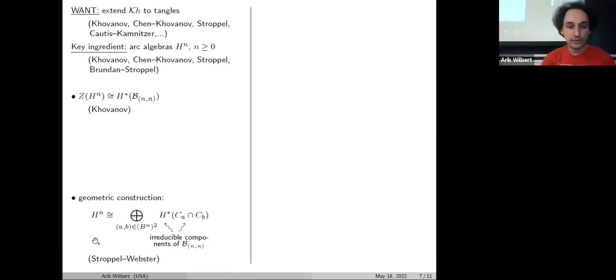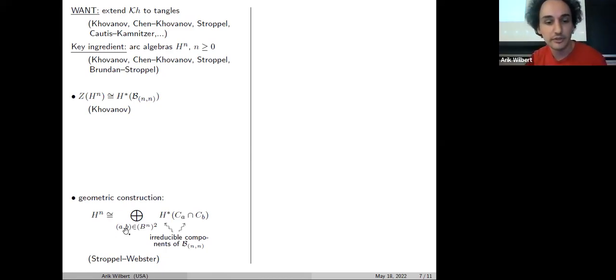And what Katarina and Ben did is basically they looked at pairwise intersections of these irreducible components of this Springer fiber, which already appeared in Khovanov's work here. And then if you take the direct sum of this, you actually recover the arc algebra, and you can construct the multiplication using some convolution product on this vector space.